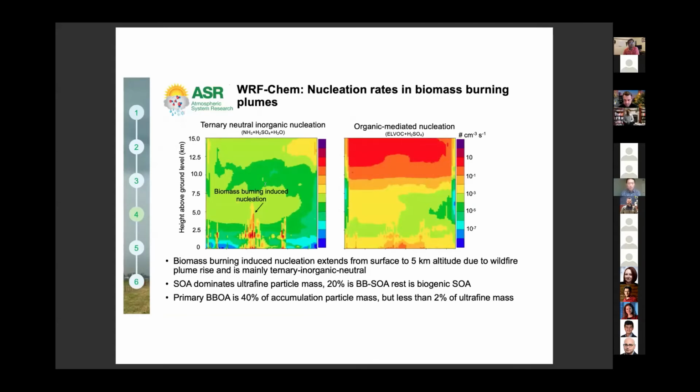Hi, so I just wanted to introduce some of the recent work we are doing, looking at biomass burning and especially modeling the GoAmazon field campaign and also the aircraft measurements. And in this case, we are using a very detailed model in WRF-Chem, looking at nucleation rates.